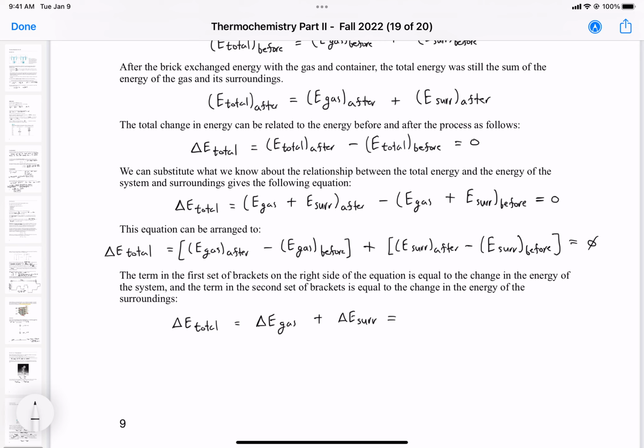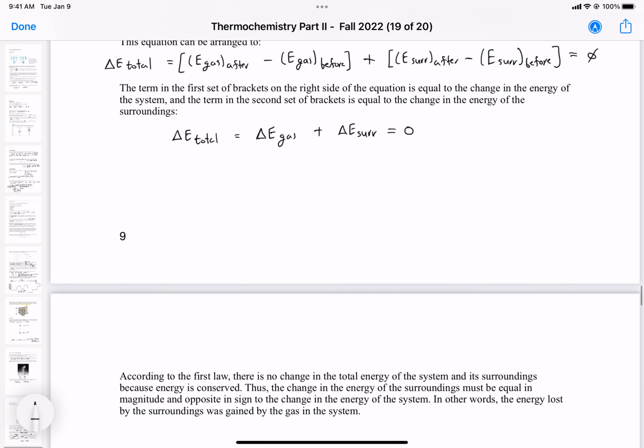And this change should equal 0, right? Okay. However, according to the first law, there's no change in the total energy of the system and surroundings, because we know energy is conserved, right? So the change in energy of the surroundings must be equal in magnitude and opposite sign to the change in the energy of the system, right? So in simpler terms, in this case, energy was lost by the surroundings from the brick, and it was gained by the gas in the system.